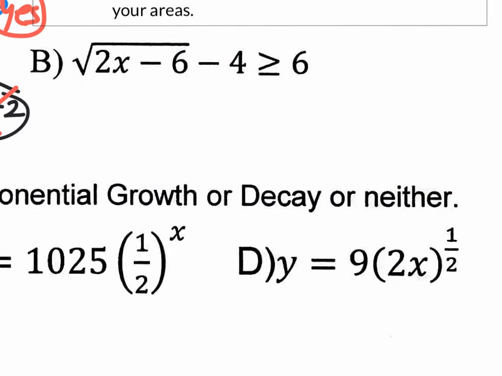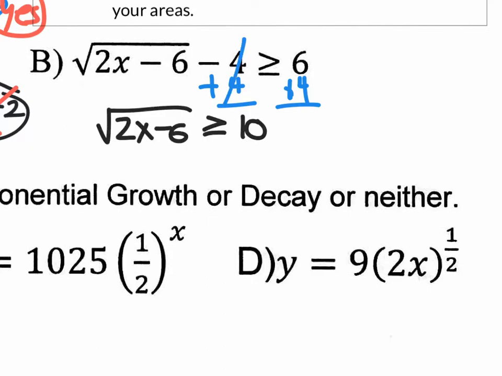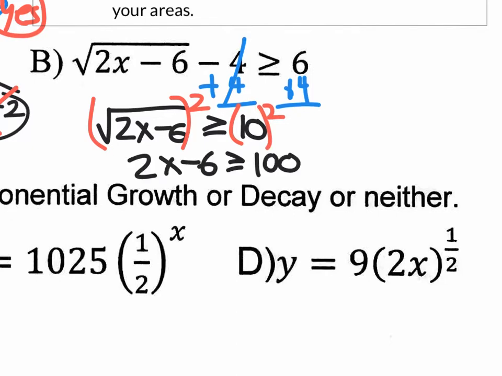Try this one. Okay, so we're going to add 4 to both sides. And of course right here it cancels out. We have that new inequality. And of course we're going to square both sides to get rid of the square root. And we will get 2x minus 6 is greater than or equal to 100.